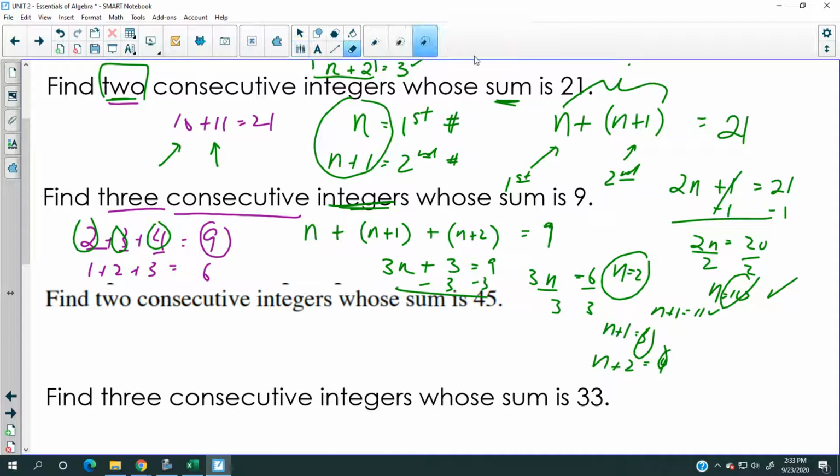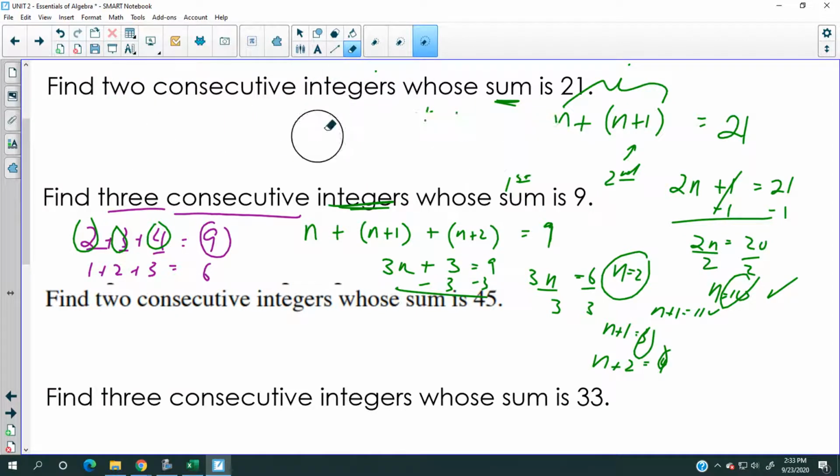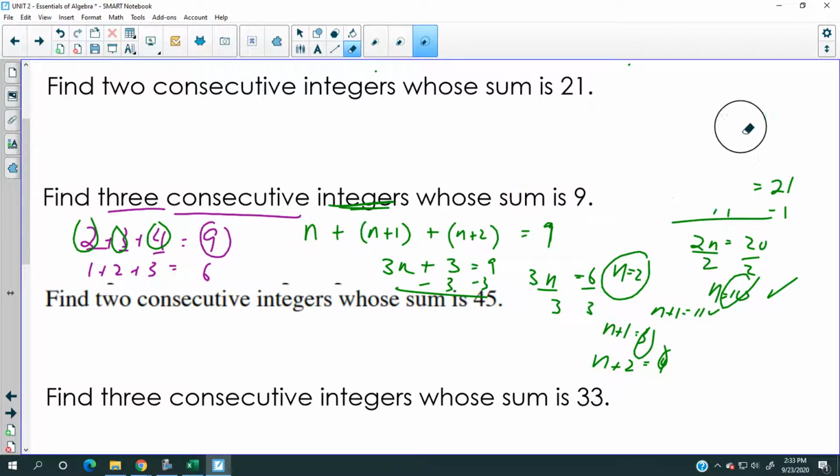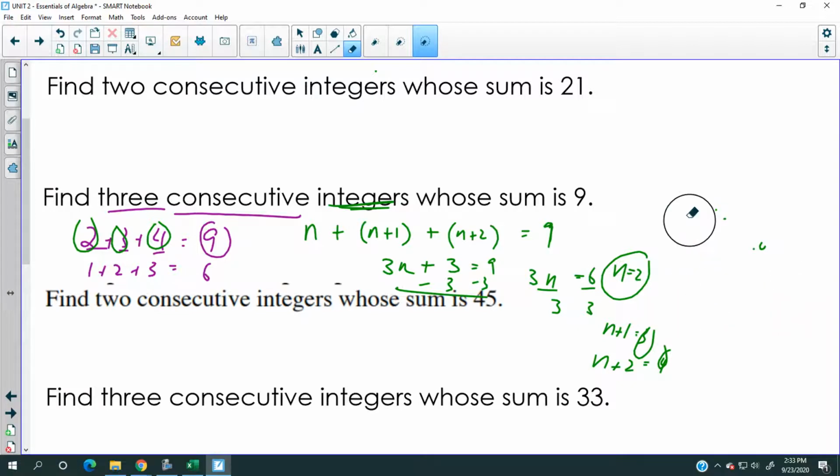Now, let me erase the previous example here. Let's see. Hopefully I don't accidentally erase too much. Okay, I think that's it. All right, let's keep it going.